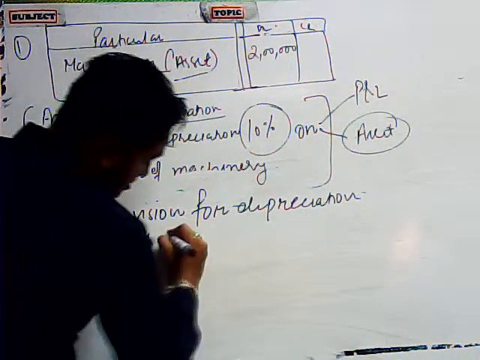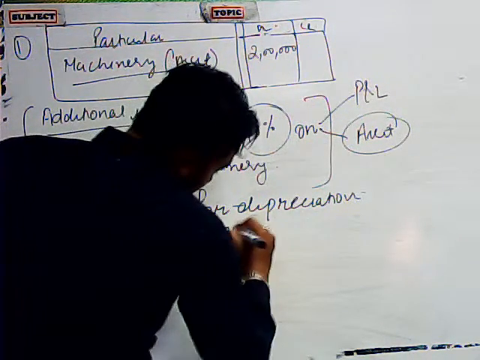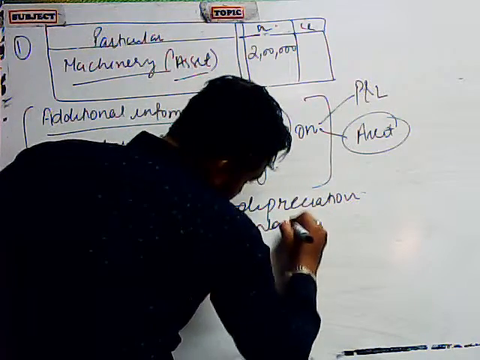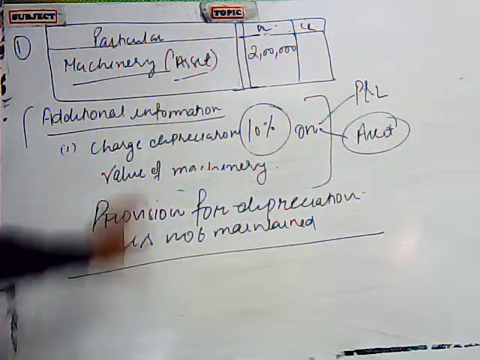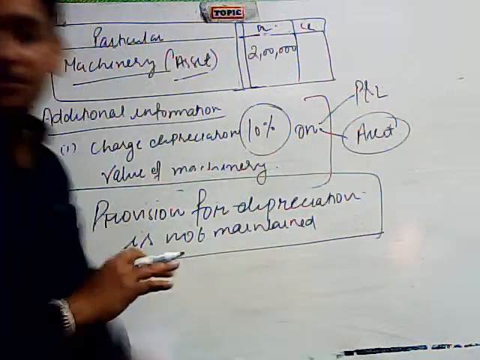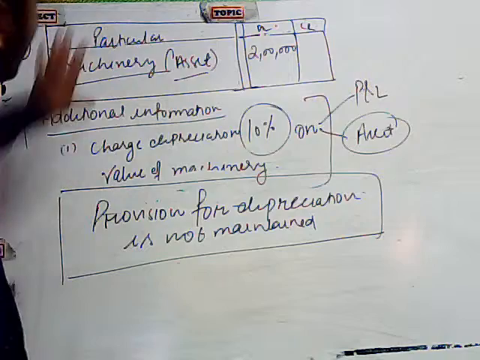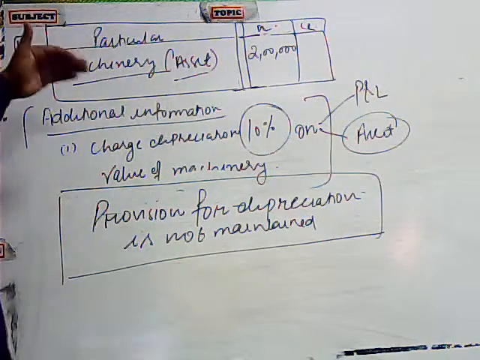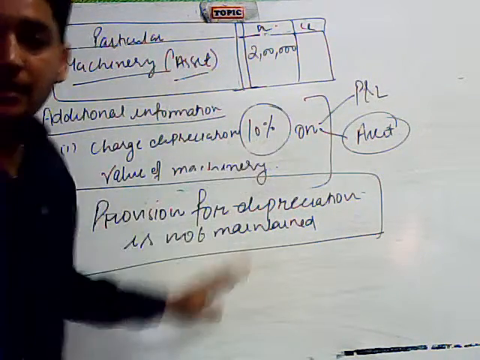Provision for depreciation account is not maintained. So very simply, if the information about provision for depreciation is not given, you can do this thing. You can store the first value, 10%, under the profit and loss account and deduct 10% from your asset side, from the respective asset. Clear?